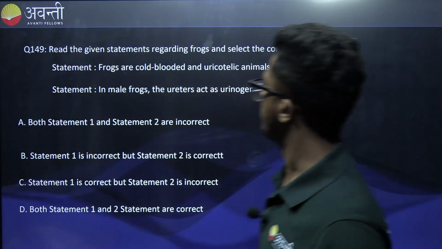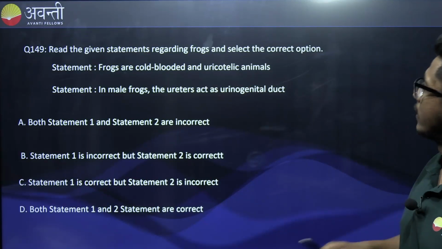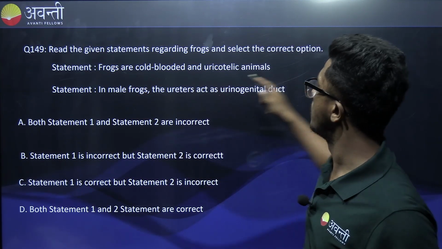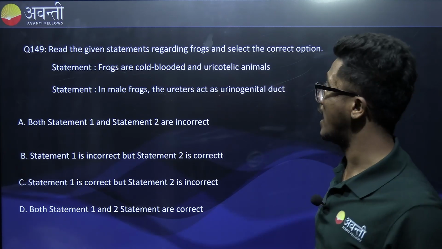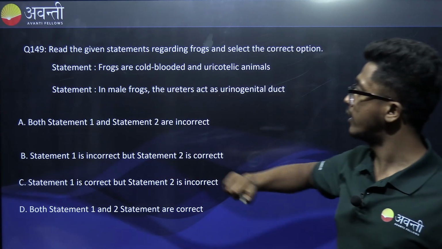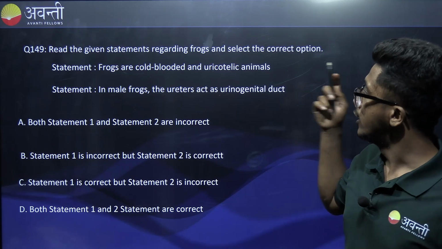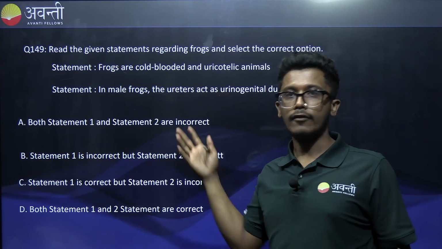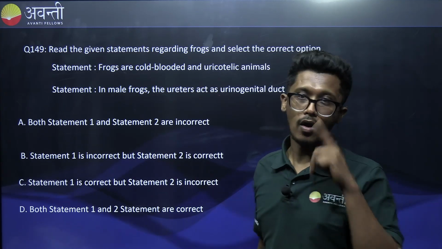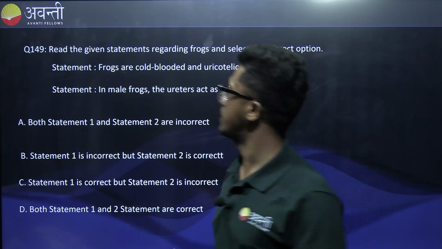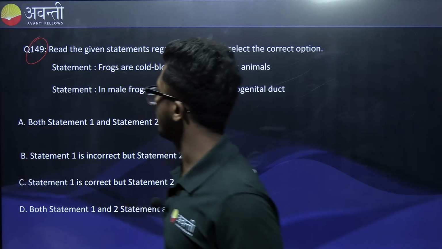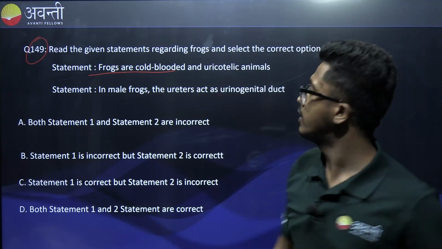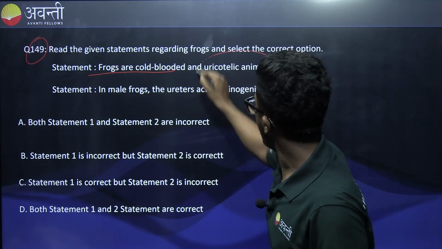Next one. Read the following statements with regard to frog and choose the correct option. Statement 1 says frogs are cold-blooded and uricotelic animals. And statement 2 says in male frogs, the ureters act as a urinogenital tract. So we have to choose which statement is correct and which is wrong. Got it? So let's look at the first statement. In question 149, the first statement says frogs are cold-blooded. Correct, they are poikilotherms.